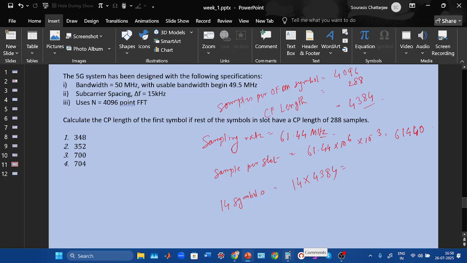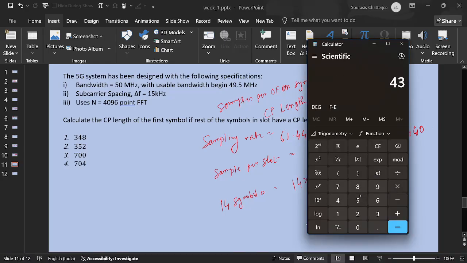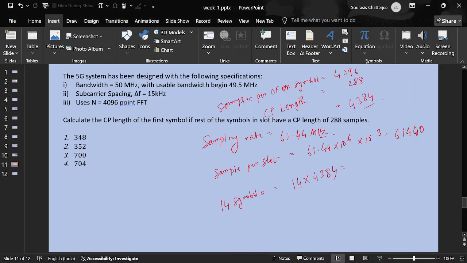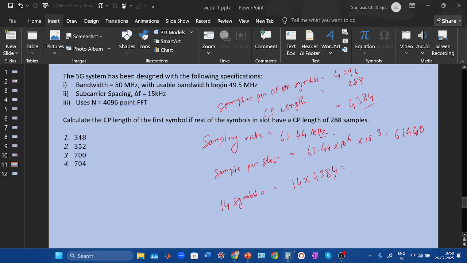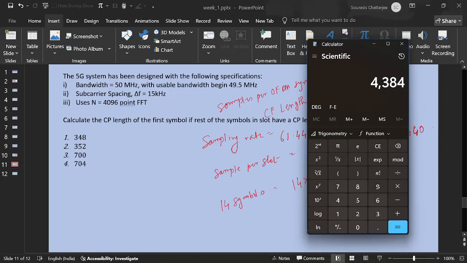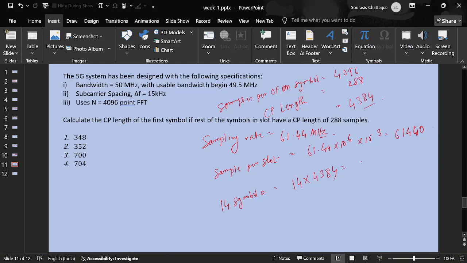Let me calculate that once. 4096 plus 288 would be 4384, into 14. It would be 61376. So that is what is necessary for you. If you have a CP length of 288 and the number of samples is fixed, but your sampling rate is 61.44, you already found, right? So your samples per slot is 61440.